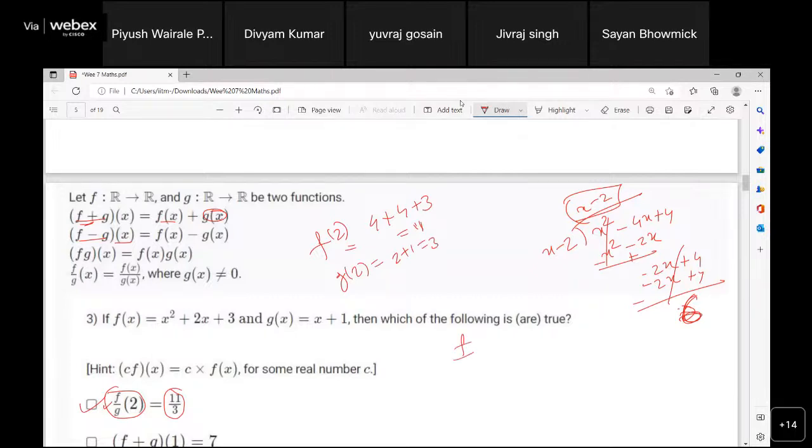Now let's do the division operator. Let's try that way also. What we get? Let's see. x square plus 2x plus 3 upon x plus 1. How to do the division operation? Okay, let me write it in the proper way.